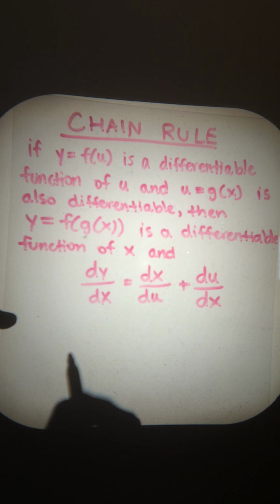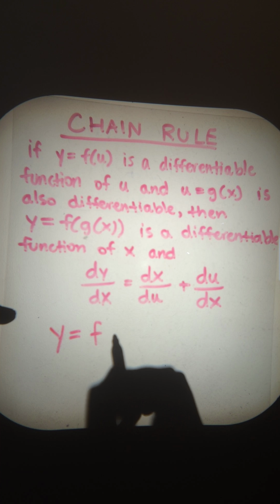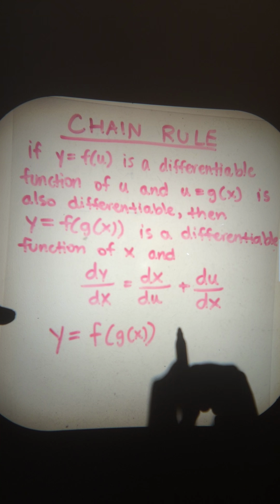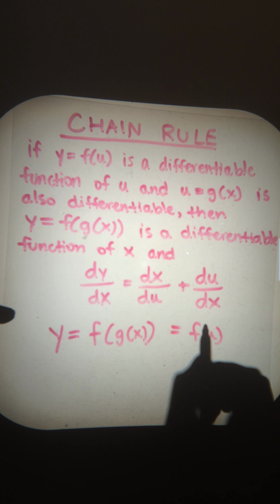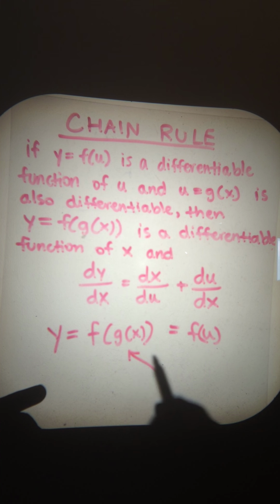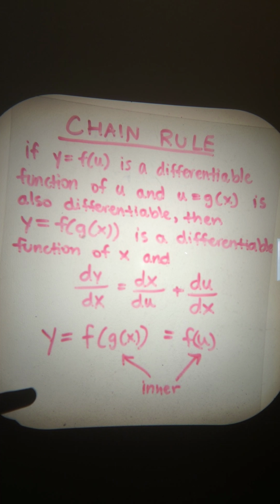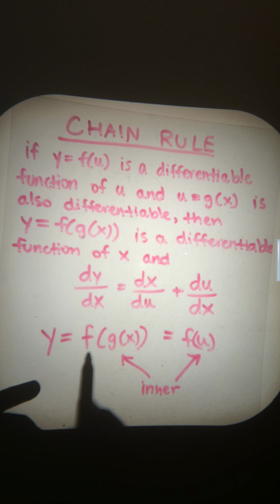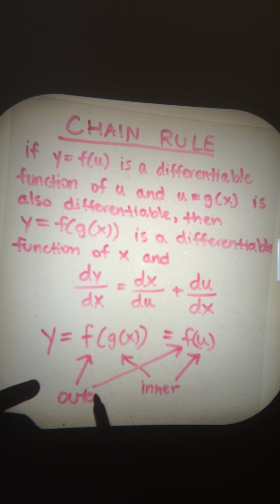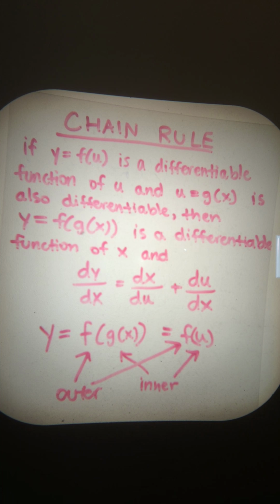You're basically going to have composite functions, something like y equals f of g of x. Okay, so there's an inner and outer function relationship. This is your inner function, and then this is your outer function. We're going to do some examples so that it makes more sense.